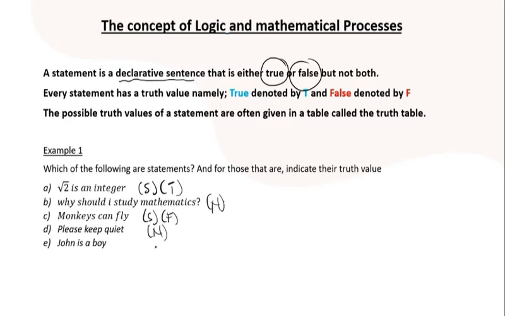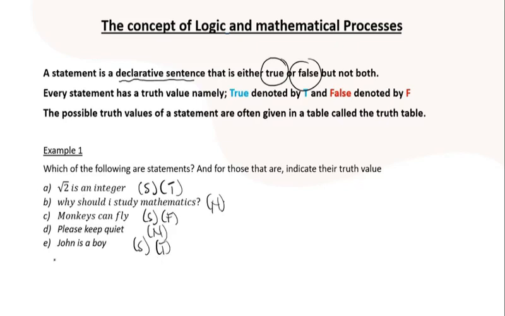Now E, John is a boy. Is John a boy? Yes. So this final example, John is a boy, is a statement. And is it true or false that John is a boy? It is true. So it means it is a statement and it is true.